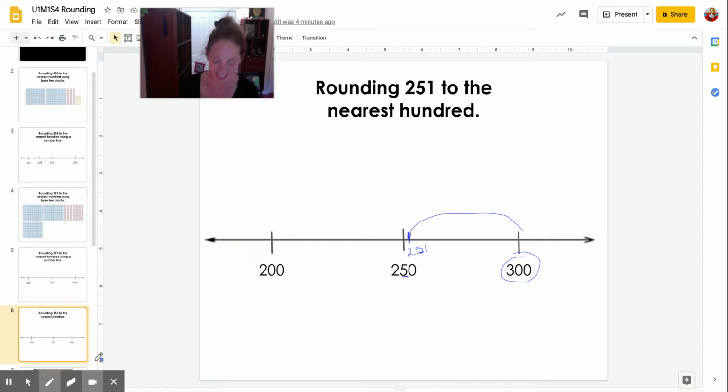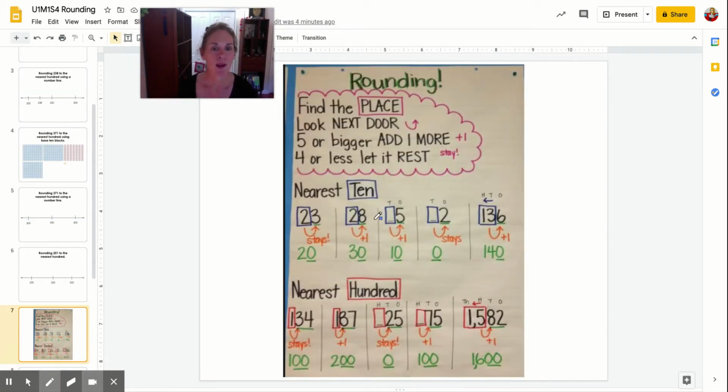All right, let's see. So here's our chart again, rounding. Repeat after me. Find the place. Look next door. 5 or bigger, add one more. 4 or less, let it rest. I didn't hear you that time. All right, I'll do it again. This time you have to say it. Find the place. Look next door. 5 or bigger, add one more. 4 or less, let it rest.